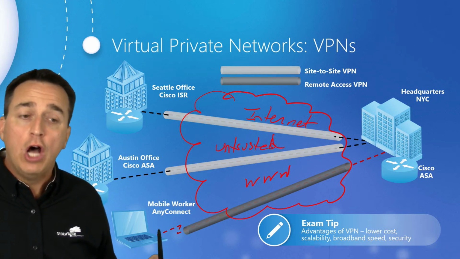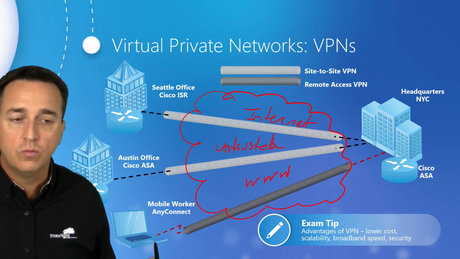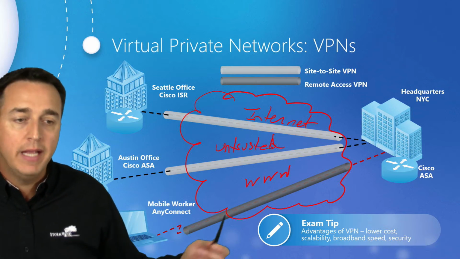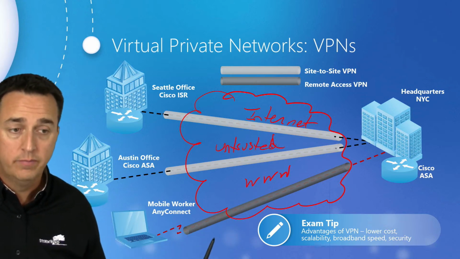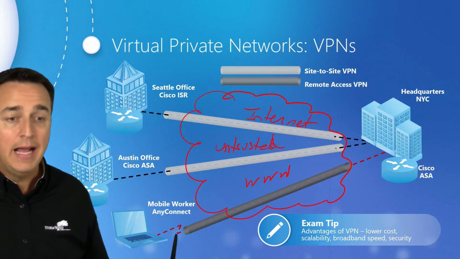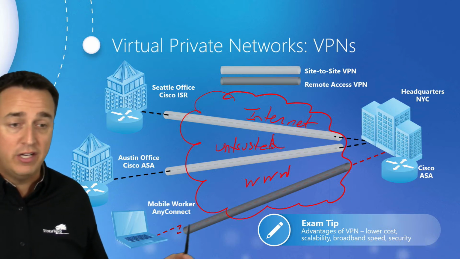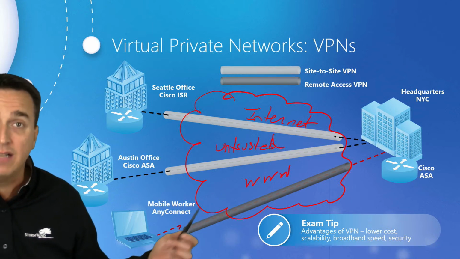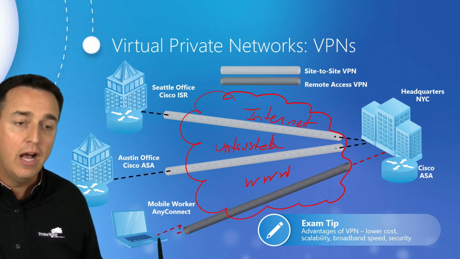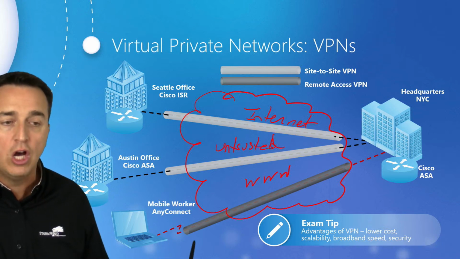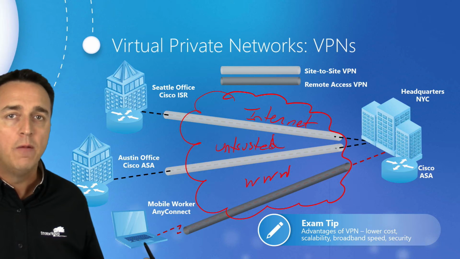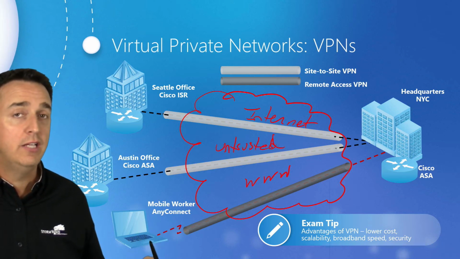Now, again, low cost, because no matter where this worker is, they can make a connection back to headquarters. So it doesn't matter what type of internet connection they have. As long as they have an internet connection and they can connect back to that Cisco ASA, that software is going to be able to do that for them. So low cost, and it's scalable as well. Why? Because no matter where they are, they can use it.